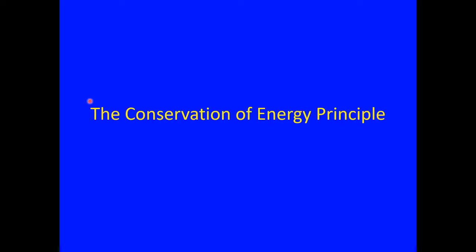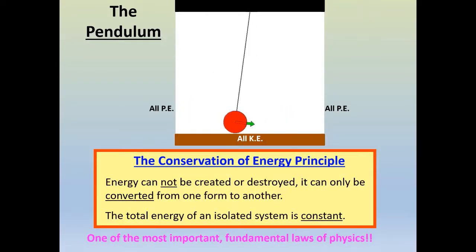We now turn to one of the most important principles in all of physics. This is the conservation of energy principle. Let's start by taking a look at a device called the pendulum. It's basically just a mass on a string that swings back and forth. But what we're going to focus on here is the energy of this pendulum as it goes back and forth.